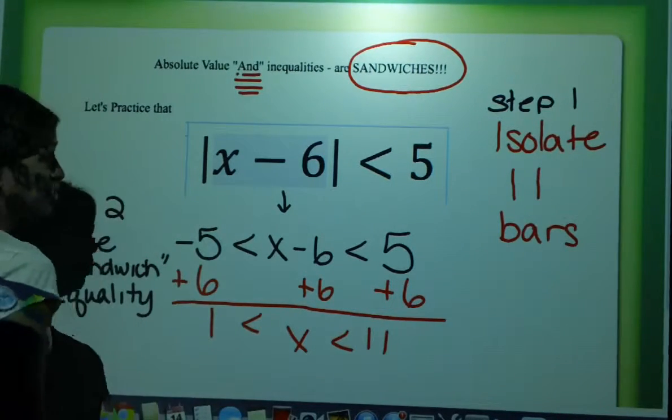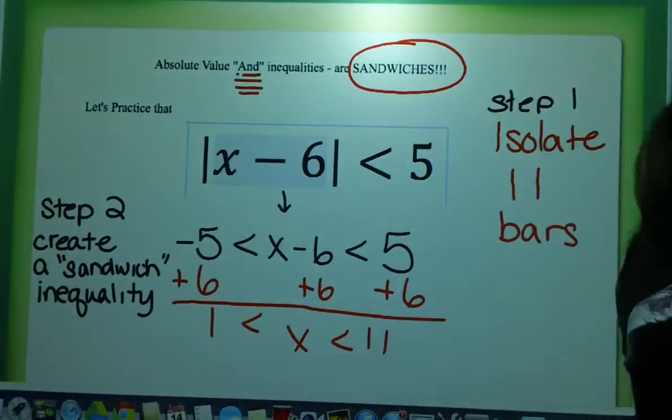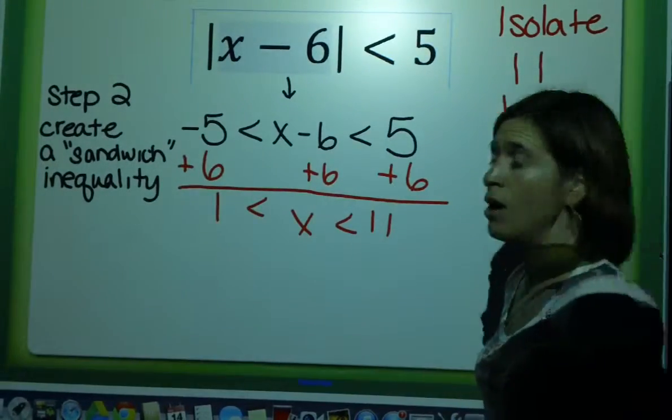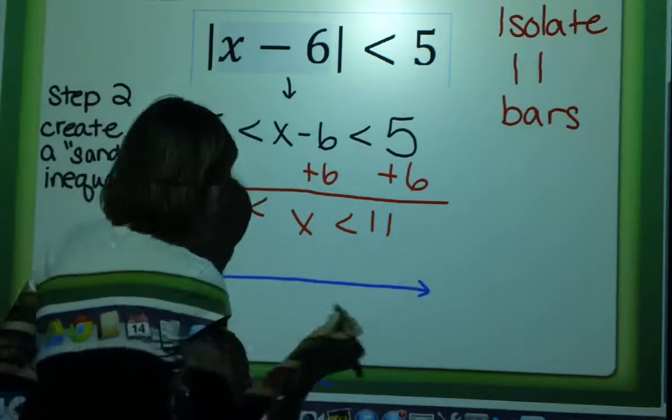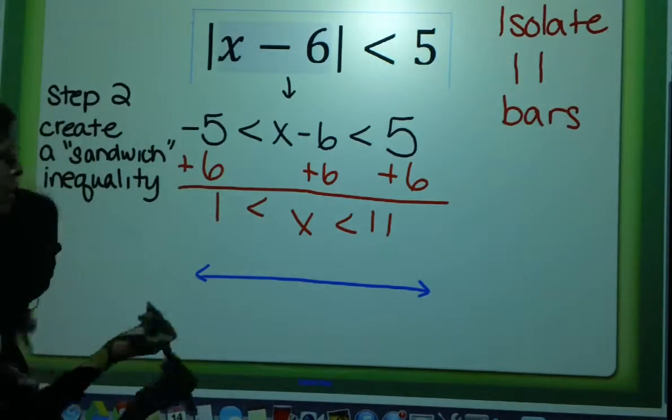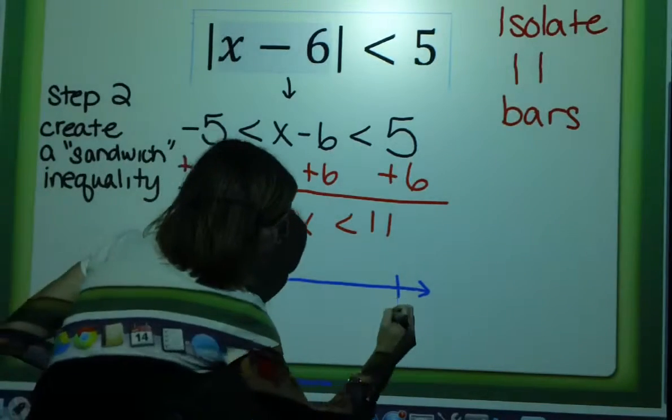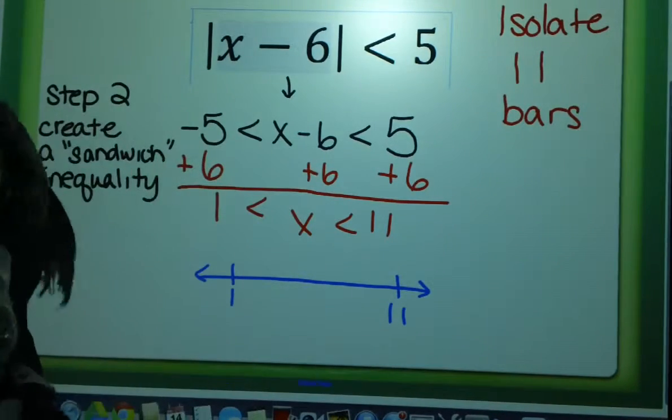All right, so now we have to graph it. Now, we've talked about this, that the majority of the absolute value graphs are going to be graphed on a number line between the 2 points, 1 and 11, okay?